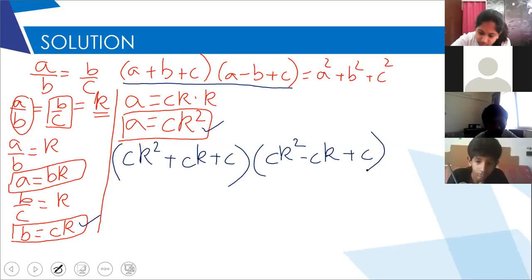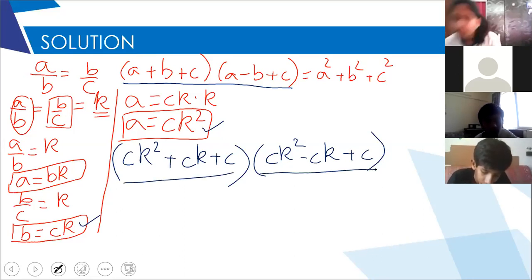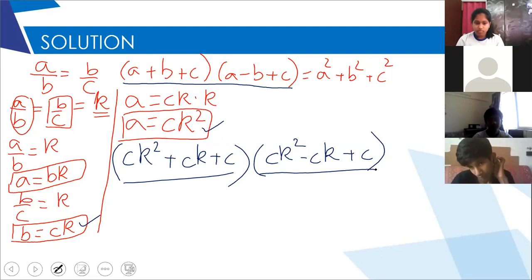Now, once you multiply these two brackets, you will automatically get everything. There will be some things which will get cut, and there will be some other things. Or you do one thing. Let's multiply. I'm going to do it very quickly.